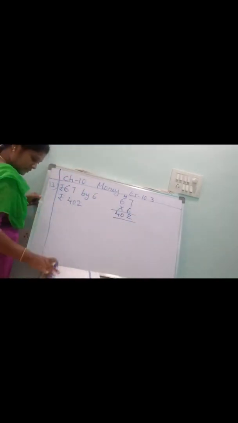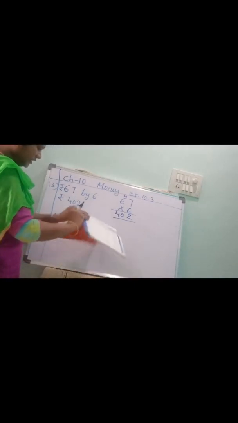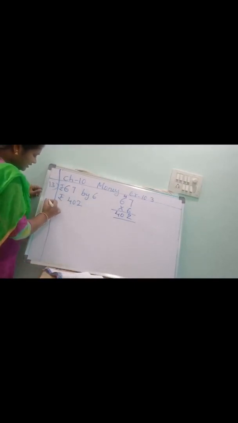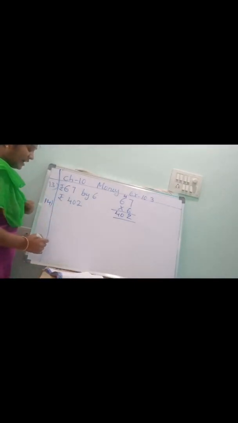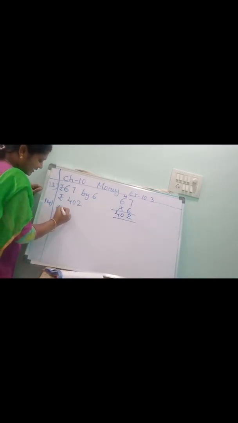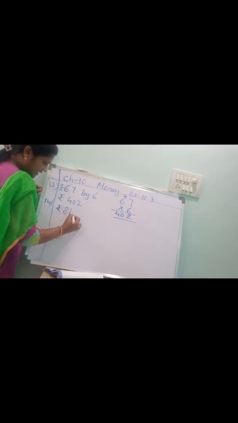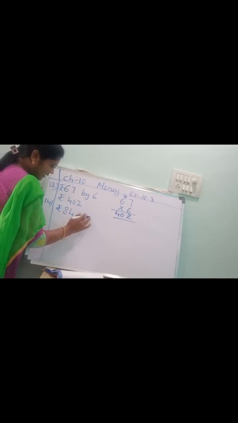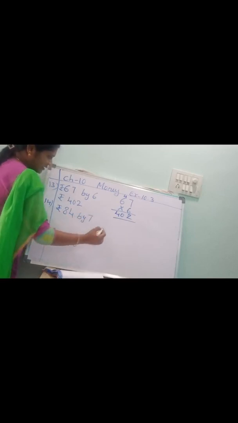Next, the 14th one. What is that 14th one? They are asking division. Rupees 84 by 7. Division.